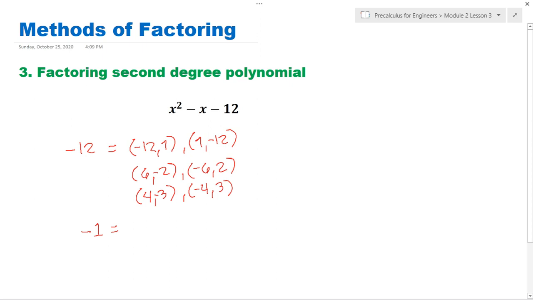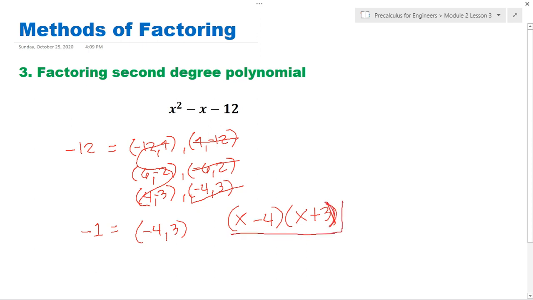So, let's try. Negative 12 and 1 is negative 11, not possible. 6 plus negative 2 is positive 4, not possible. 4 and negative 3, this is 1. How about negative 4 and 3? Okay, negative 1. Therefore, this is the perfect combination. Not this, not this, not the rest. Therefore, our factors are negative 4 and 3. So we can write our final answer as x minus 4, then x plus 3. So this is how to factor using the trial and error method.